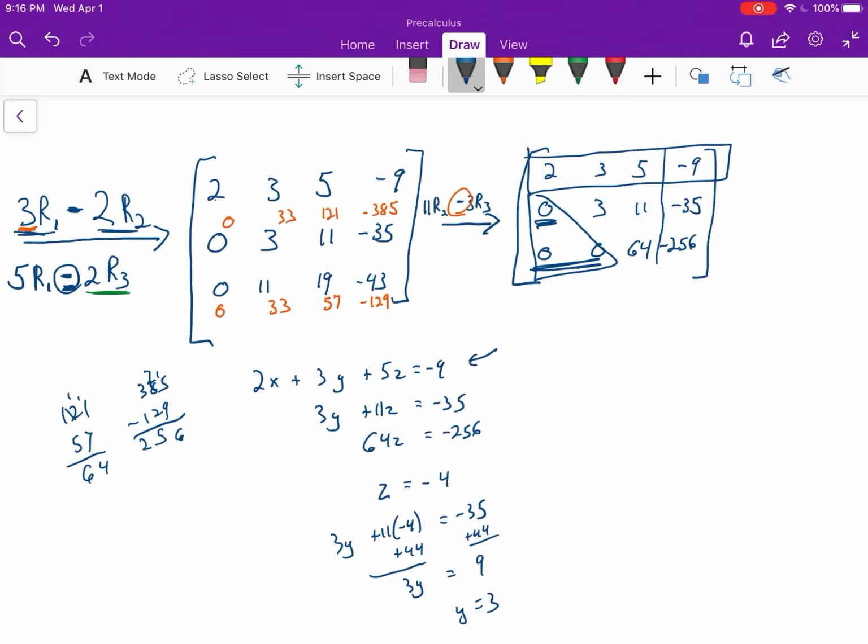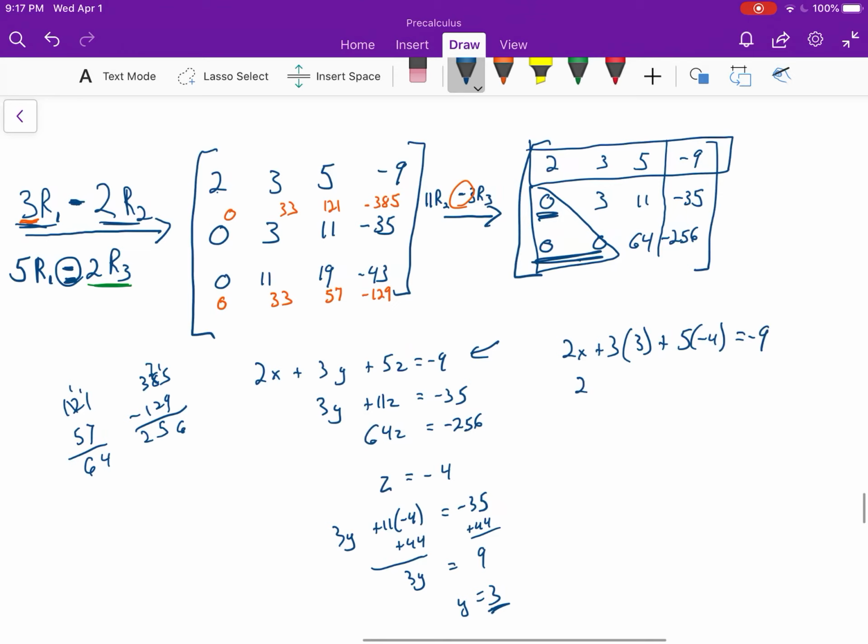And then we're going to come back to our first equation and put both y and z in there. So 3 times the 3 here plus 5 times negative 4 equals negative 9. We have 2x. This is 9 minus 20 is negative 11. Add 11 to both sides. You get 2, so x is equal to 1. So our solution is 1, 3, and negative 4.